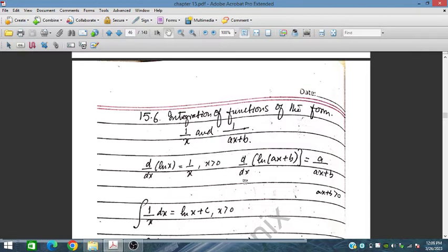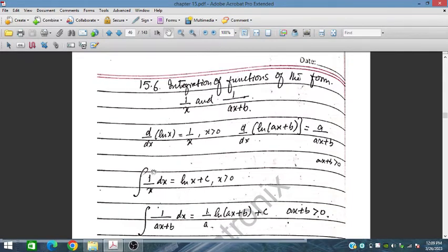Similarly, for y equals ln(ax plus b), if we differentiate this, it becomes 1 over ax plus b, and then we differentiate the inner part to get this a. So here ax plus b is greater than 0, and then this is a valid statement.